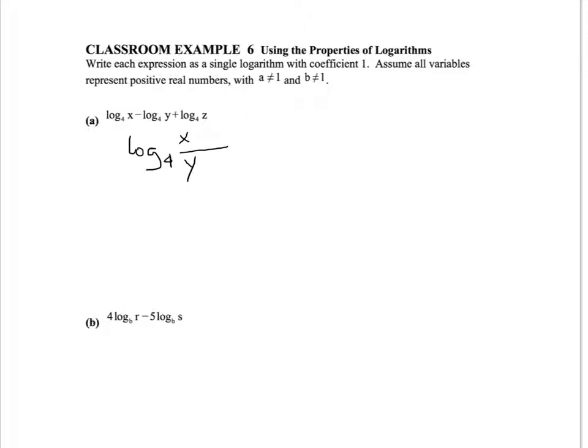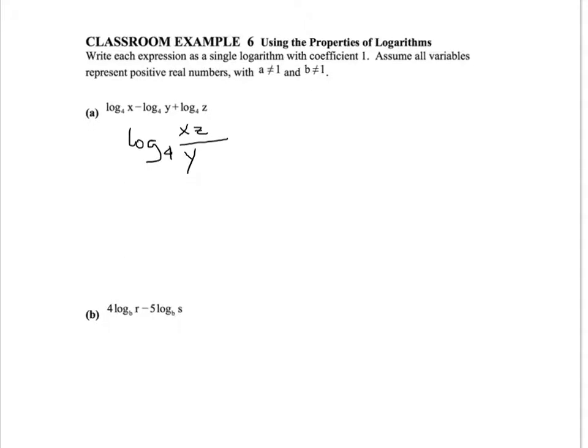Now, where does the z belong? That third term, since what's in front of the log term that has the z as the argument is a plus sign, that tells me to put the z in the numerator. And that's all there is to it. Let's look at the next example.